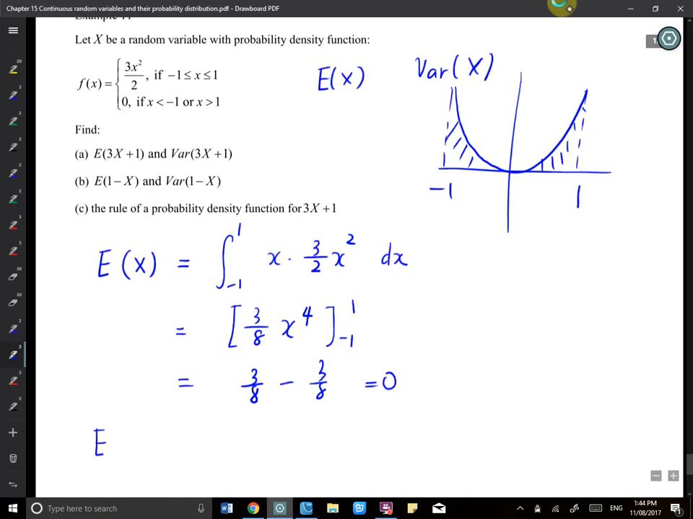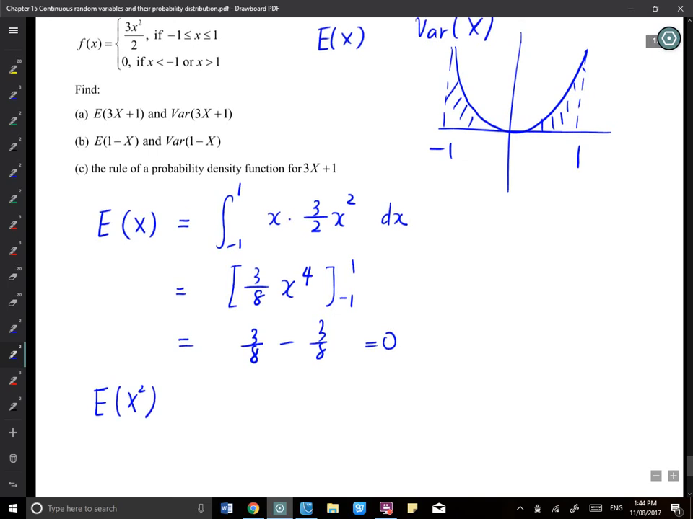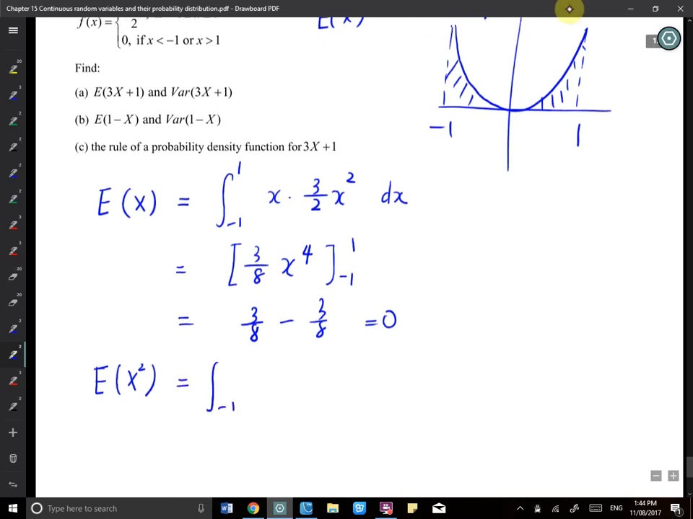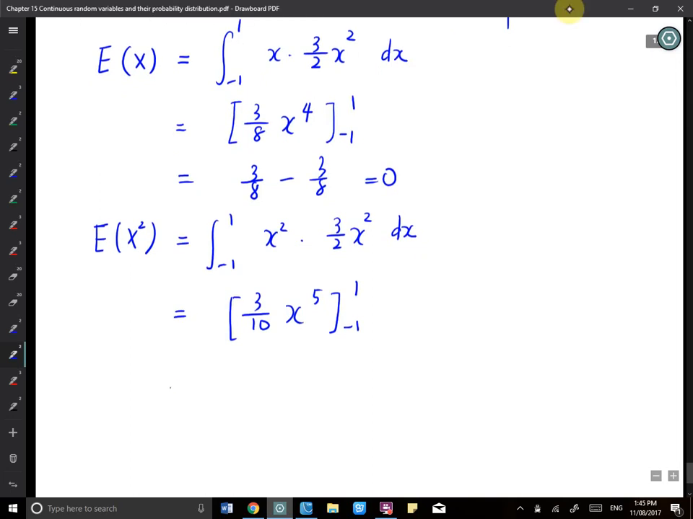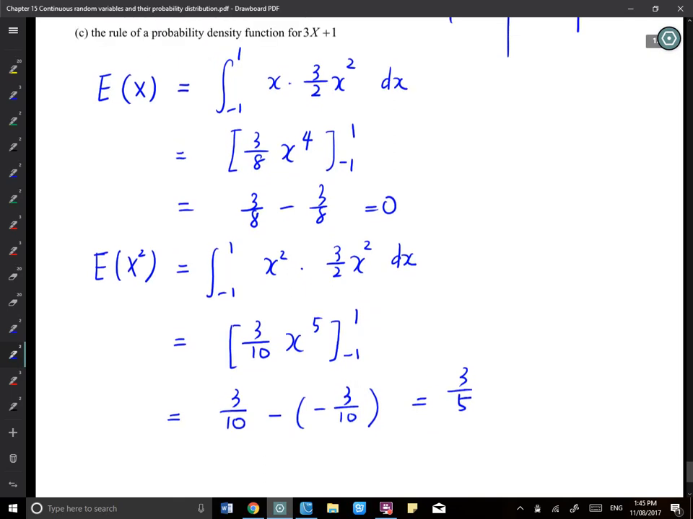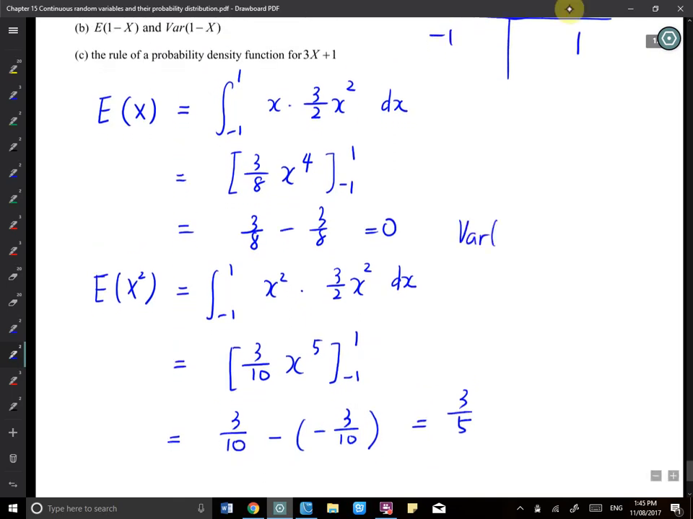And then I will have expected x squared. Okay, expected x squared is the integral from minus 1 to 1 of x squared times 3 over 2 x squared dx. That's 3 over 10, x to the power 5, from minus 1 to 1. You put 1 in, that's 3 on 10. You put minus 1 in, that's minus 3 on 10. So that gives you 3 on 5. So the variance will be 3 on 5 minus 0 squared. That gives 3 on 5.